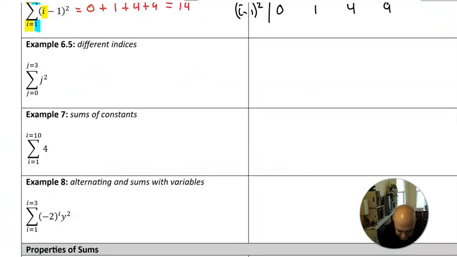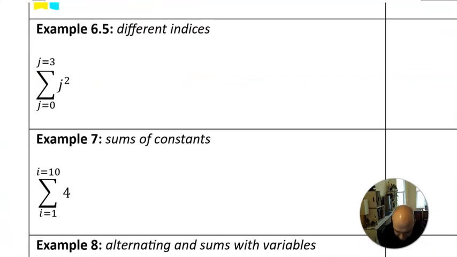One thing that can happen with sigmas, especially if you're doing different types of problems or more complicated problems, is they might change the name of the index. So look at this problem. We have j equals 0 to j equals 3. And look at the summand. You'll see that j is the variable in the summand. This is nothing to get excited about. It's just a different letter. It's going to work the exact same way.